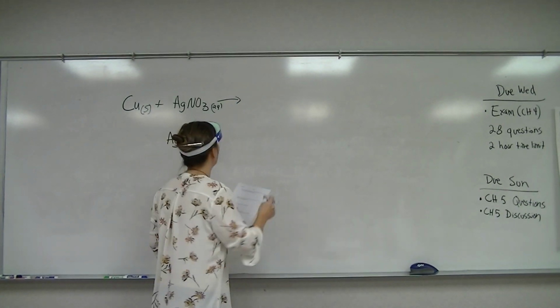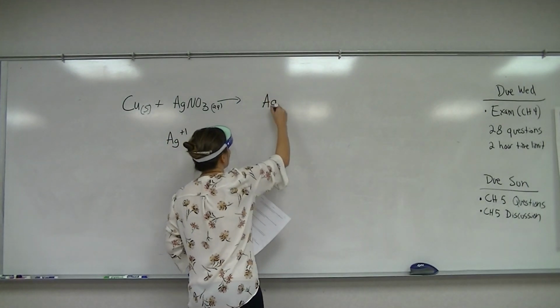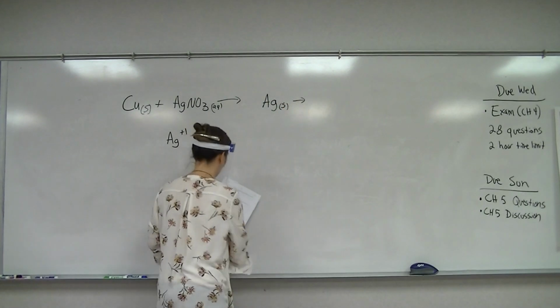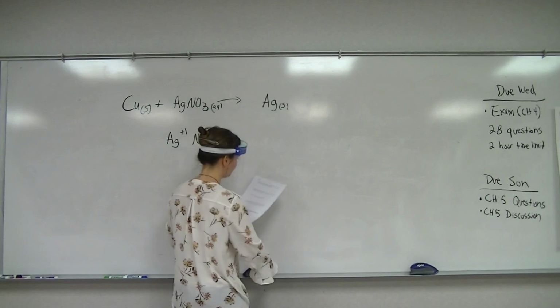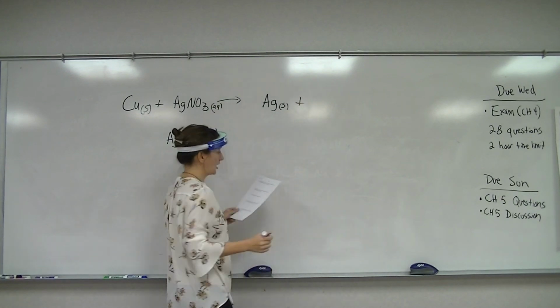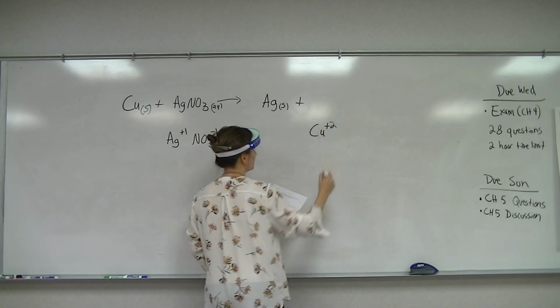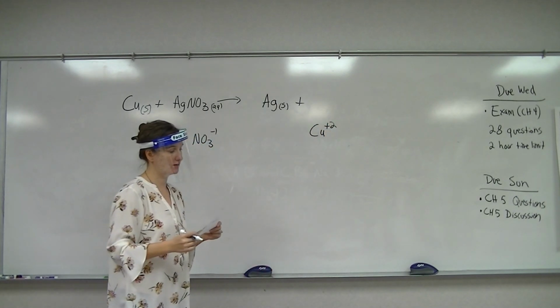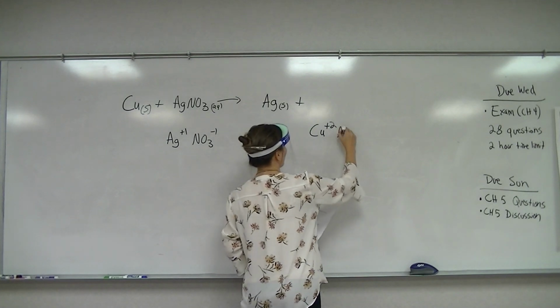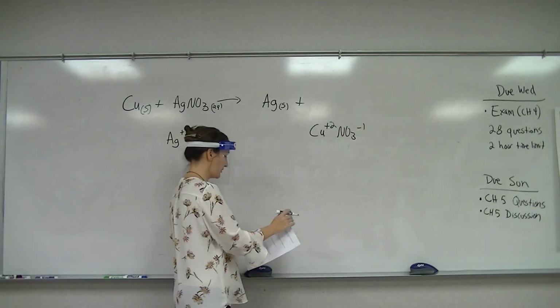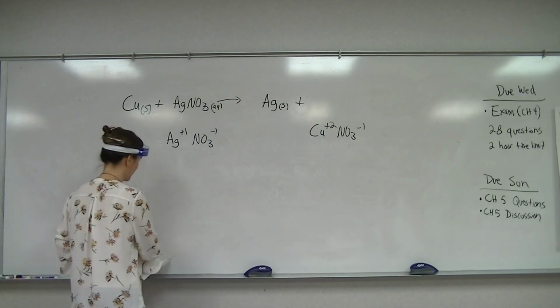It's producing silver metal, so silver is now by itself. Oops, I don't know why I drew an arrow there, that should be a plus sign. And copper 2 nitrate. So we have copper with a +2 charge, that's what that Roman numeral 2 means, it's copper 2 plus, with NO3 -1. Now, the charges don't cancel, so we do the crisscross method.